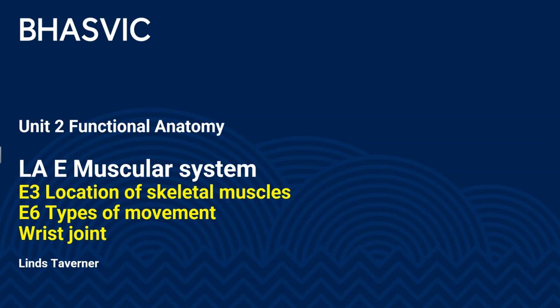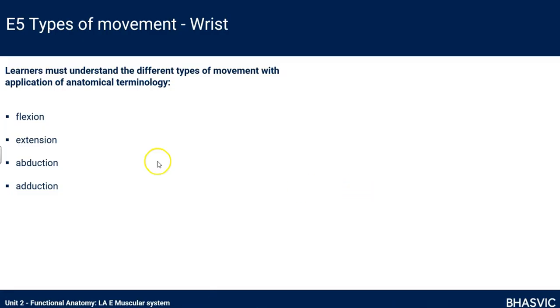This video is looking at the movement analysis of the wrist joint. So we're looking at what movements happen at the wrist and what muscles cause those movements. The wrist is able to do flexion and extension in the sagittal plane and abduction and adduction in the frontal plane. It cannot rotate in the transverse plane.